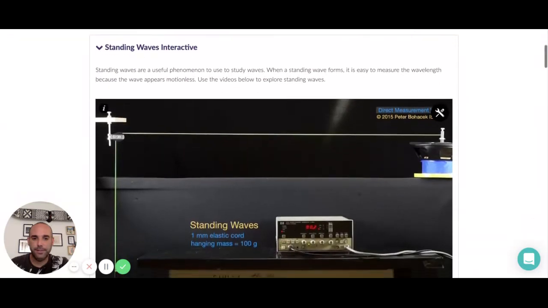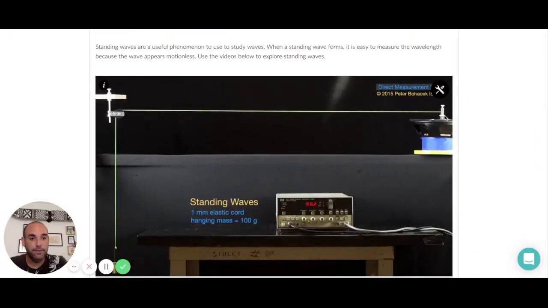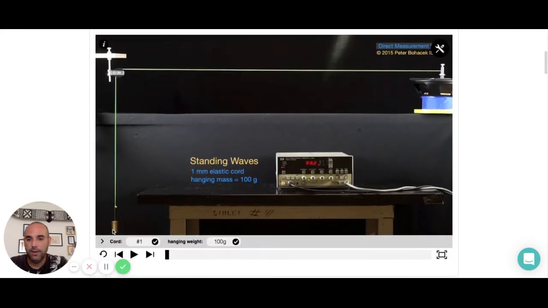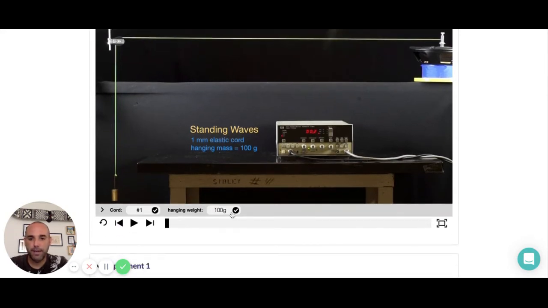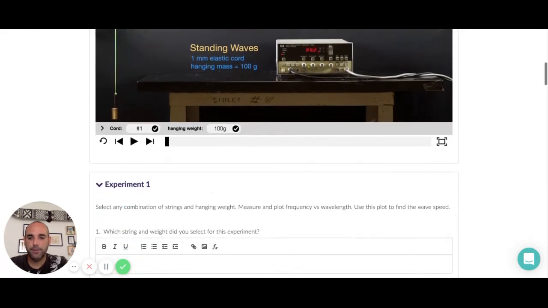Okay, so here's the same setup where you have the vibrator that you can change the frequency of, and you have a mass that's hanging off the string to set the tension. The mass here is 100 grams. I can change the mass and I can change which cord I'm using. In the first experiment, you're going to select any combination of strings and hanging weights. So I selected cord number one and 100 grams. And then you're going to make a graph of the frequency versus the wavelength, and you're going to use that plot to find the wave speed.